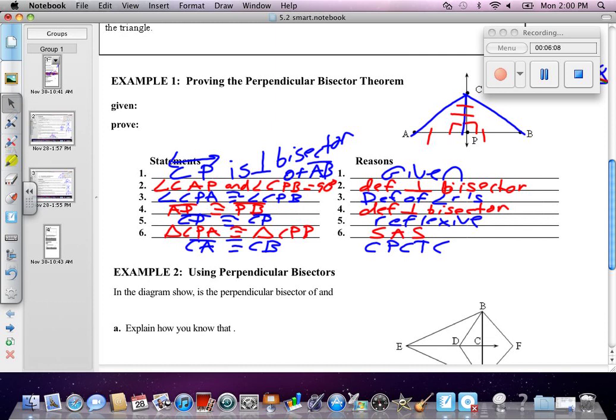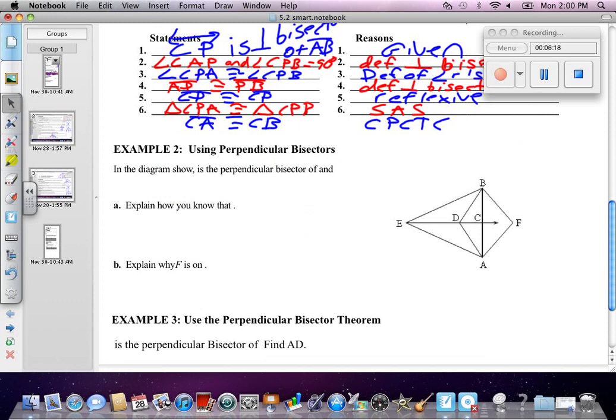Definition of perpendicular bisector. The statement is AP is congruent to PB. All right. In the diagram, EC is the perpendicular bisector of AB, and AF is congruent to BF. Explain how we know that AC equals BC.